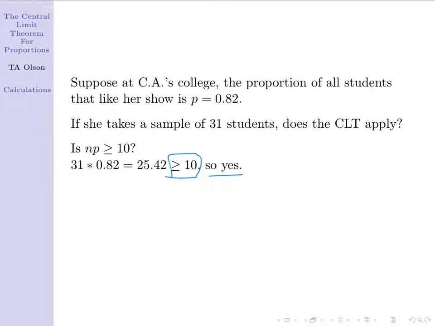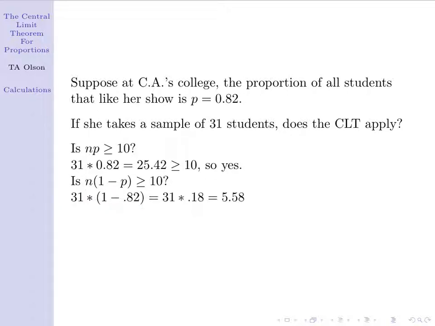So yes, it looks like from the one side we're in good shape. But remember, we need to try both sides. This is the yes side. Now let's check the no's. Is our sample size times 1 minus p, the proportion of no's, also greater than 10? 31 times 1 minus 0.82 is the same thing as 31 times 0.18. 18% don't like the show. And I get 5.58, and that's going to be a problem for us. This is less than 10.